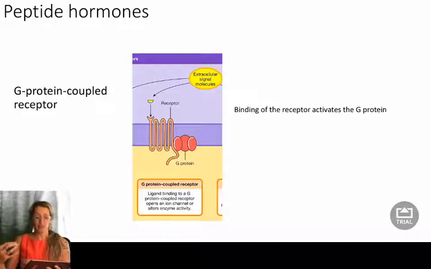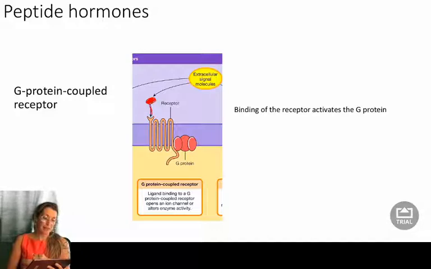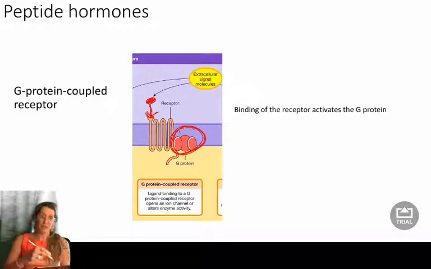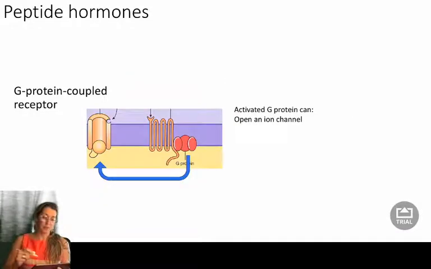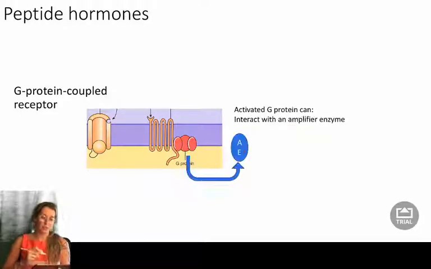So if we have our hormone right here, it comes and binds the receptor right there. What that does is activate the G protein. Bind the receptor, activates the G protein. The activated G protein can do a couple of different things. One of the things it can do is open an ion channel. So let's say it's activated, now it goes over here. All right, cool, it opens that ion channel, and now ions can freely flow through the channel. That's one of the things that it can do.